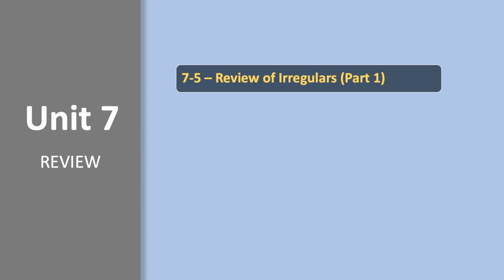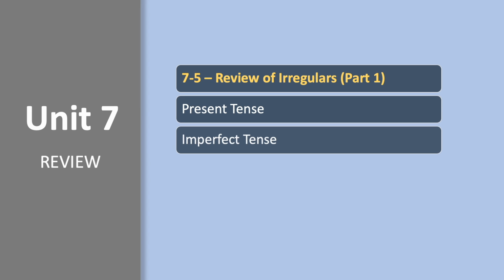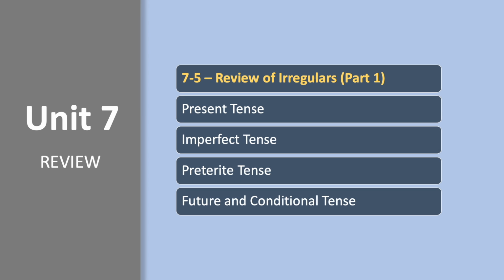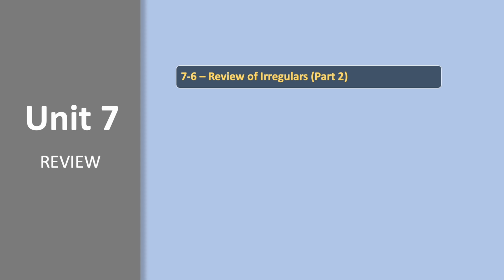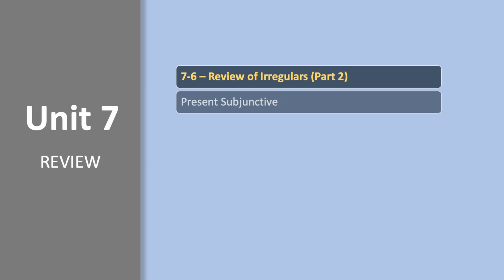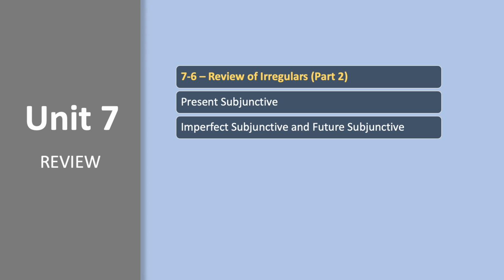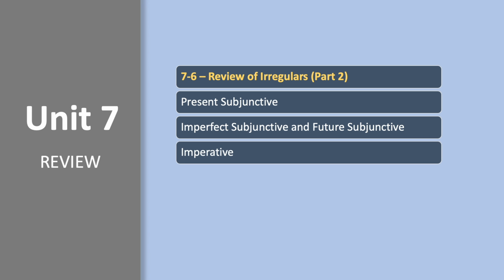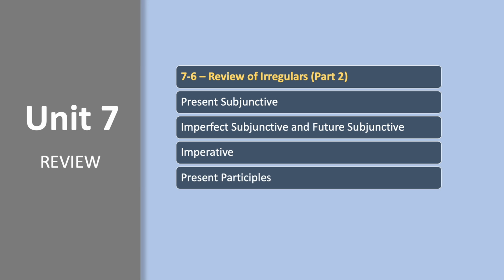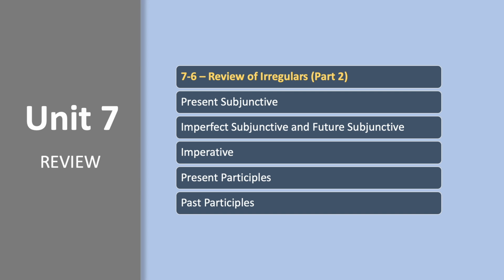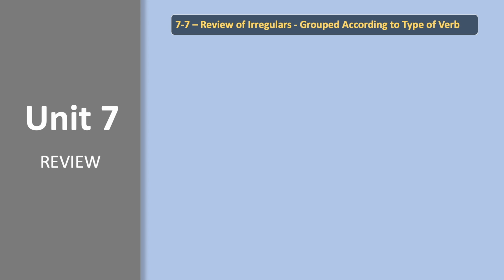Part 1 of the review of irregular verb conjugations covers irregulars under the present tense, imperfect, preterite, future, and conditional. Part 2 of the review of irregular verb conjugations covers irregulars under the present subjunctive, imperfect, and future subjunctive, the imperative mood or irregular commands, and irregular present and past participles. We will also review irregular verb conjugations grouped according to the type of verb.